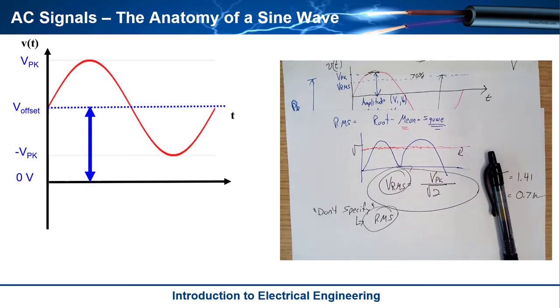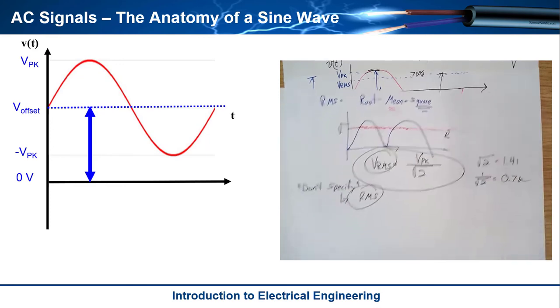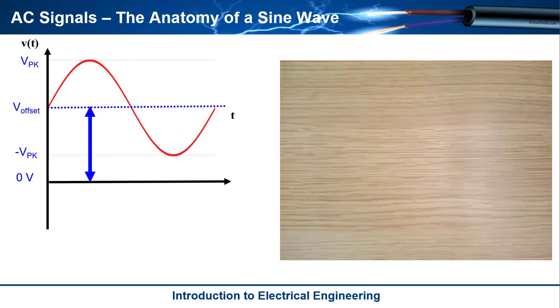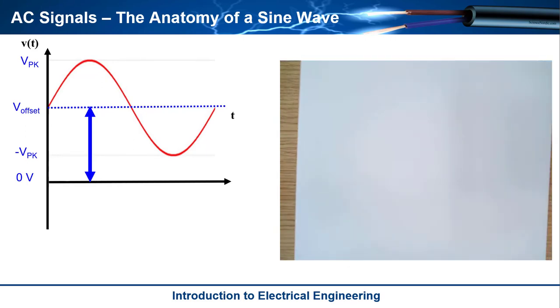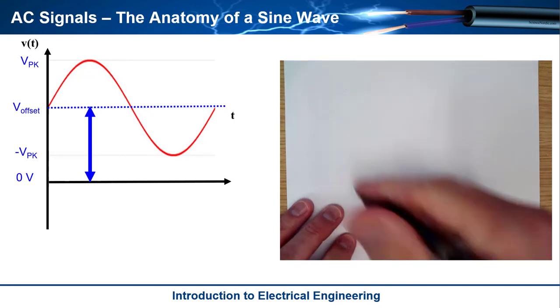Okay, so there's one last characteristic of a sine wave that we do use, and it is certainly possible for an electrical signal to not be centered at 0. So notice that everything that we've drawn so far is centered around 0, because that's the way the base sine wave works. But it doesn't have to be.